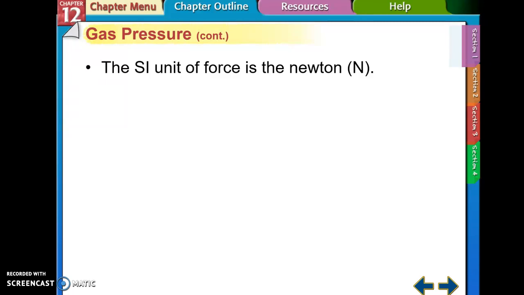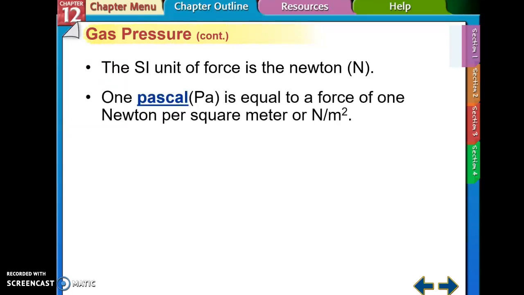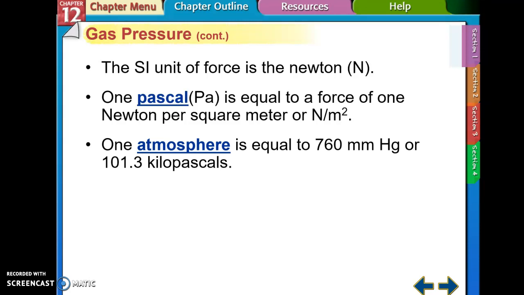So when we were talking about the SI unit of force, that is the Newton. You'll talk more about that in physics. But we are going to talk about pascals. Pascals are equal to the force of 1 Newton per square meter. We're also going to talk about atmospheres. The main thing that you need to know is we measure atmospheric pressure in atmospheres.